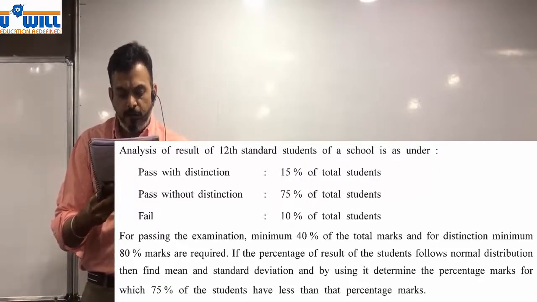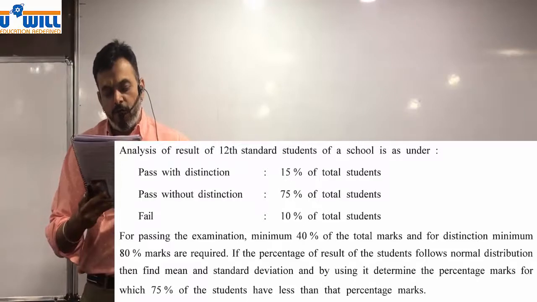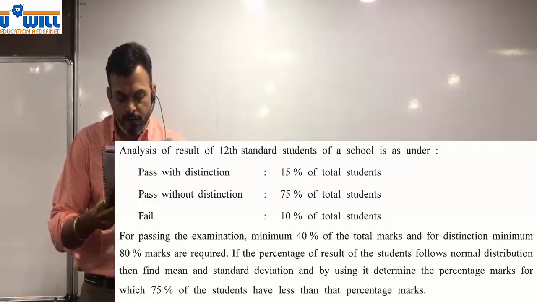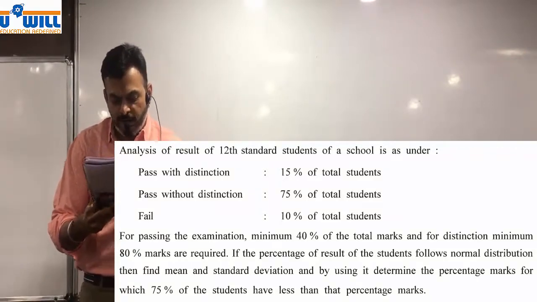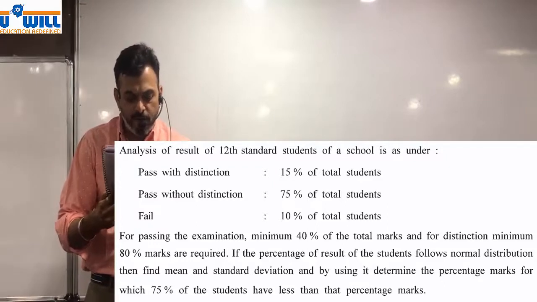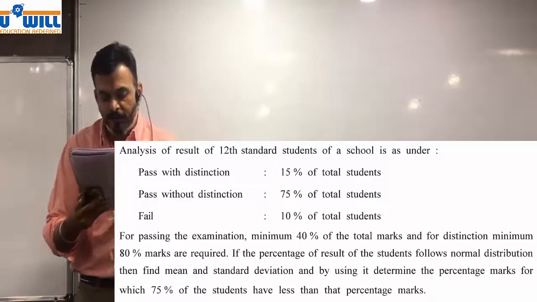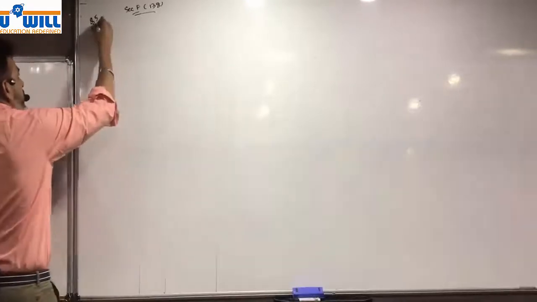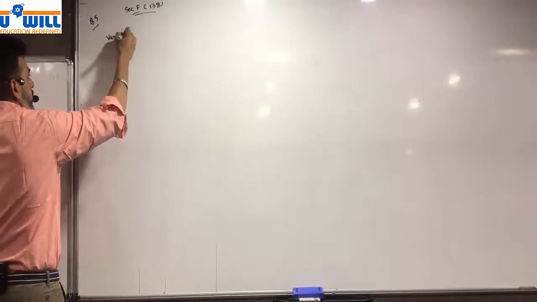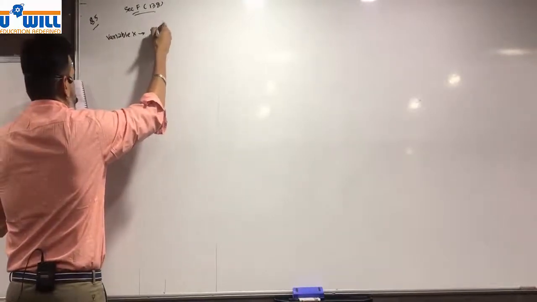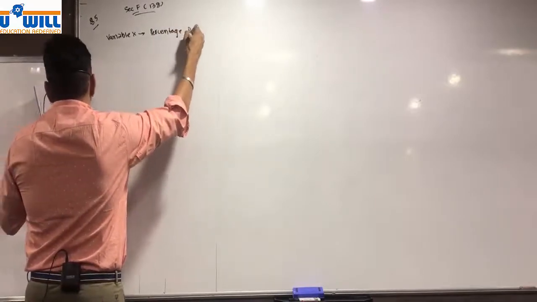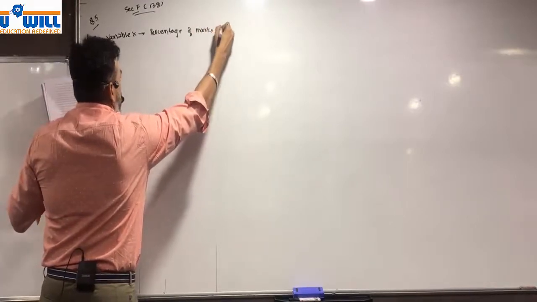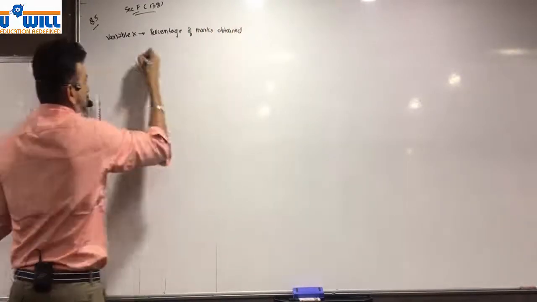If the percentage of result of students follow normal distribution, find the mean and standard deviation. By using it, determine the percentage marks for which 75% of the students have less than that percentage marks. Variable X, percentage of marks obtained by student.